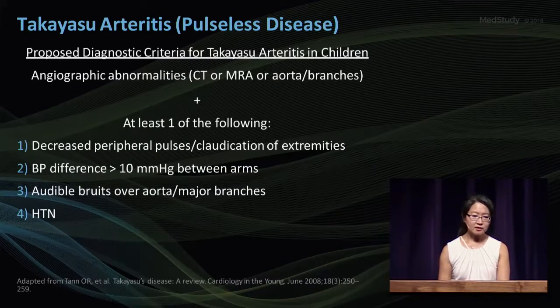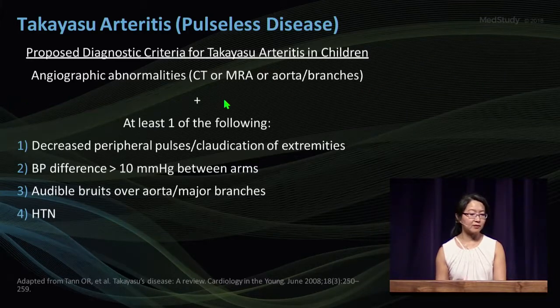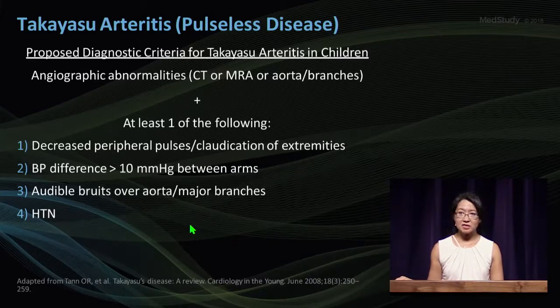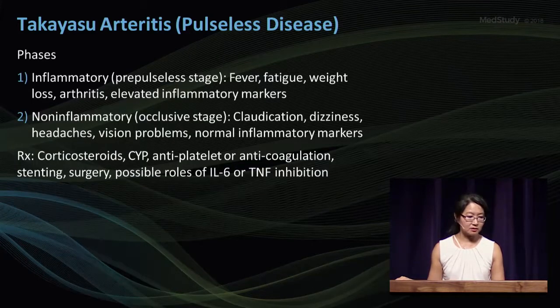The proposed diagnostic criteria for Takayasu's arteritis in children is that there are angiographic abnormalities, either documented by angiogram or CT or MRA, and at least one of the following: decreased peripheral pulses, claudication of the extremities, blood pressure difference of greater than 10 millimeters of mercury between the arms, audible bruits over the aorta or major branches, as well as hypertension. And these patients will be sick. They have fever. They have weight loss. They just don't look good.